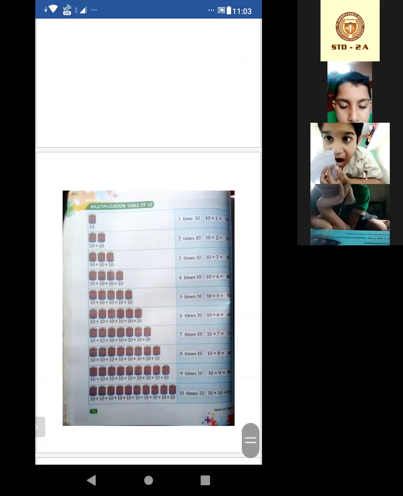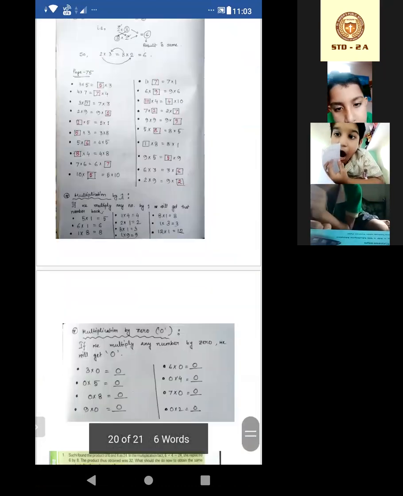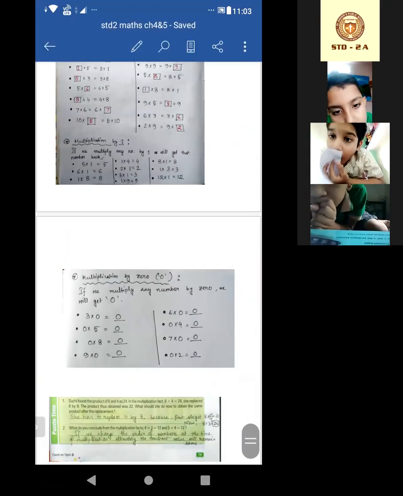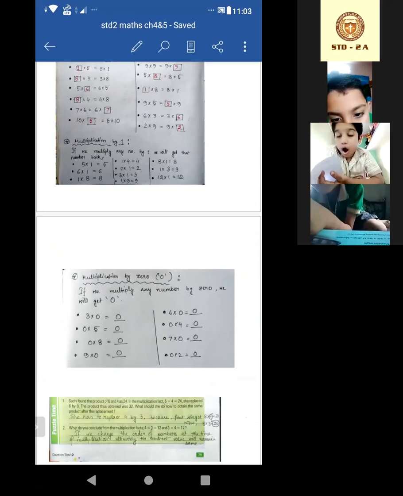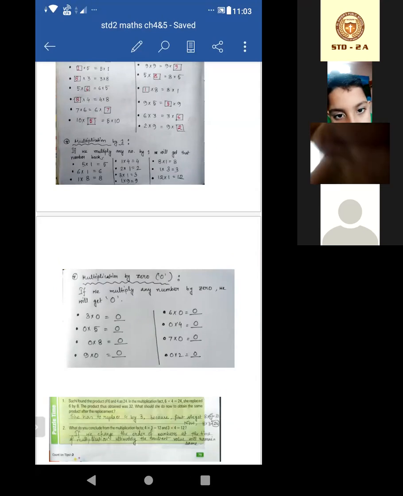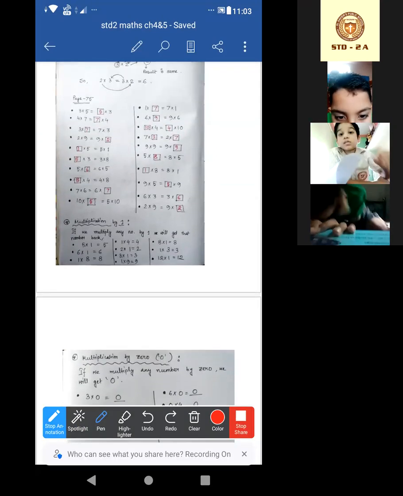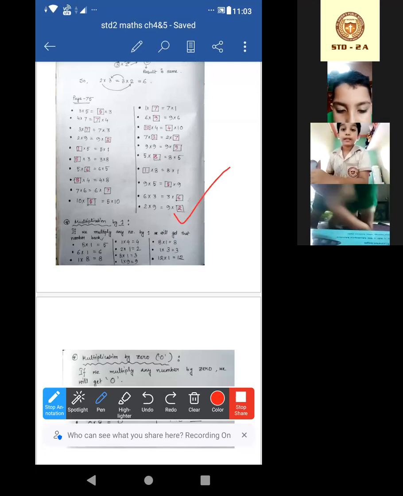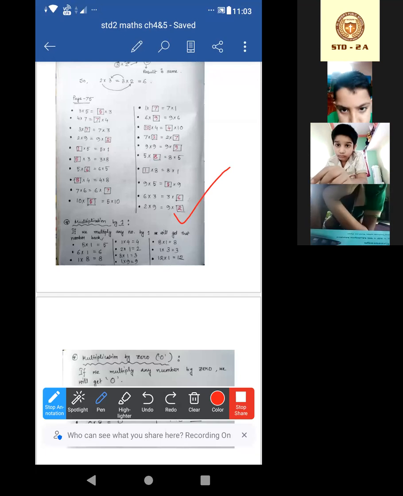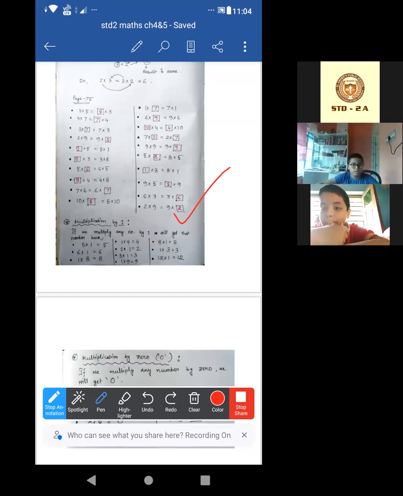Already this one completed. From this, multiplication by 1 will start, because up to this one we completed yesterday. Yes or no? Shake your head if yes. Up to this one, okay, good. And also some extra question we completed. Okay.